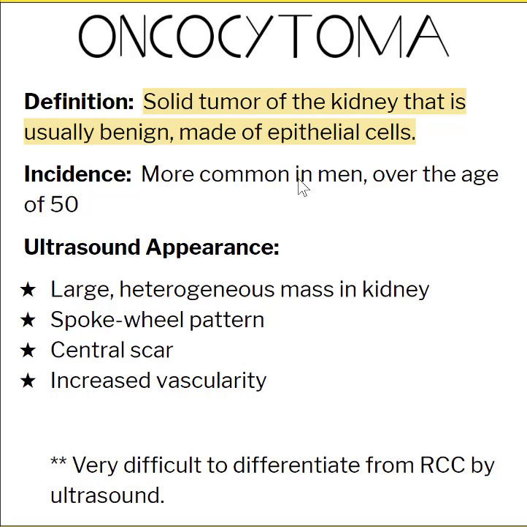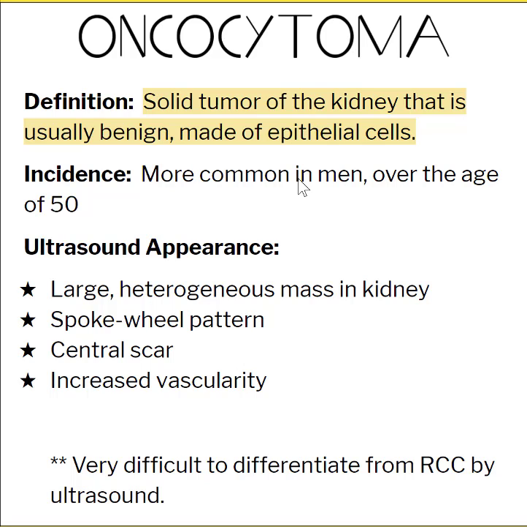Oncocytomas take on a very large, heterogeneous appearance within the kidney. What's particular to oncocytomas is the spoke wheel pattern and the central scar. In this large mass off the kidney, you'll see in the center a hypoechoic divot or dent. That's the central scar, and it usually represents some sort of blood vessel in the center of the oncocytoma. From there, you'll see hypoechoic extensions from that scar going toward the periphery of the tumor, representing that spoke wheel pattern.